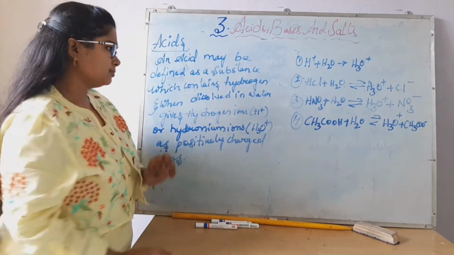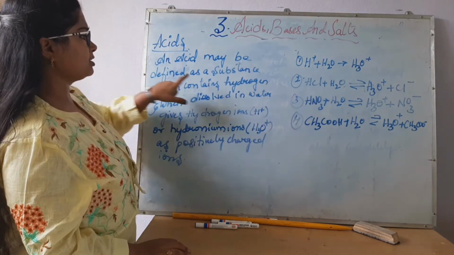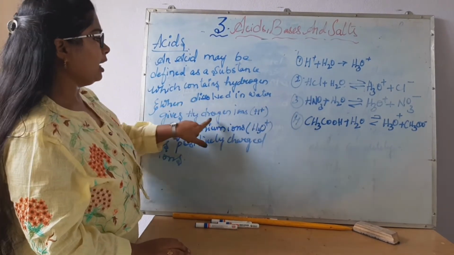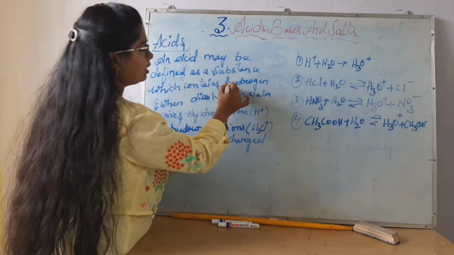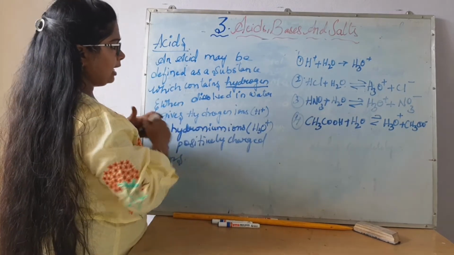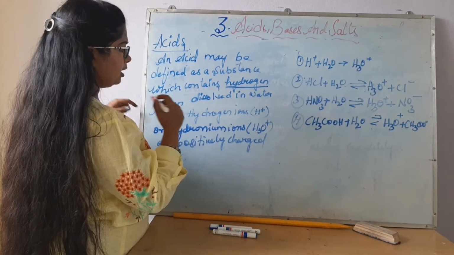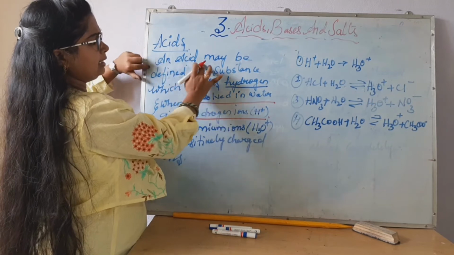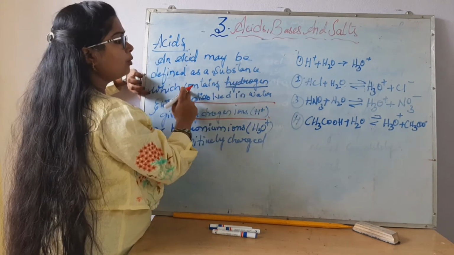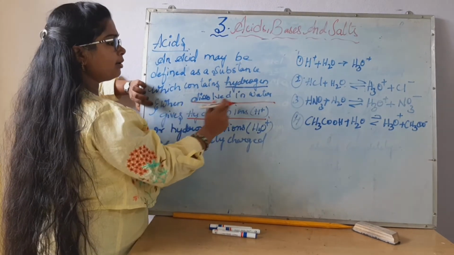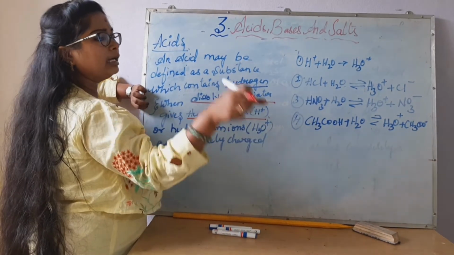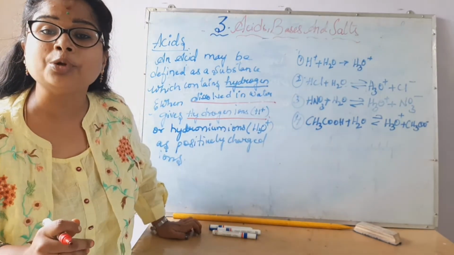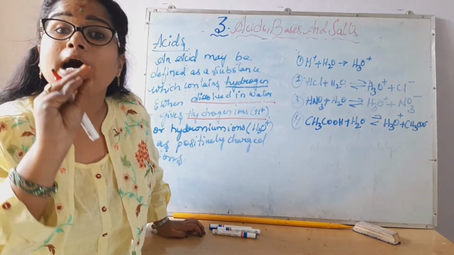Let us see in this. An acid may be defined as a substance which contains hydrogen and when dissolved in water gives hydrogen ions. When it is dissolved in water, what does it give out? Hydrogen ions. It gives out hydrogen ions.